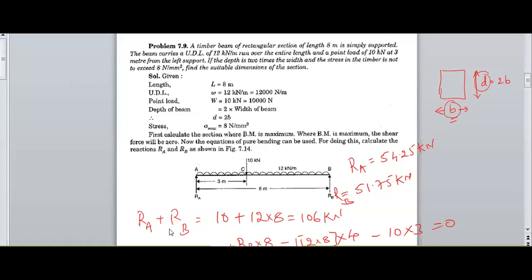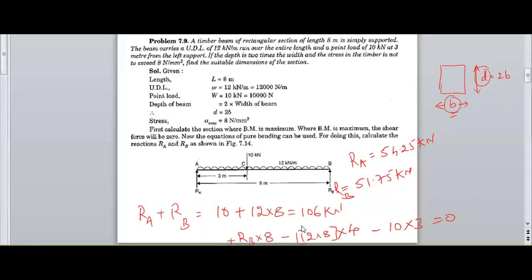So here RA plus RB is equal to 10 plus 12 into 8. The length of the span is 8. So in total, RA plus RB is equal to 106. Next, moments at A. Therefore, RB into distance, which is 8 meters.